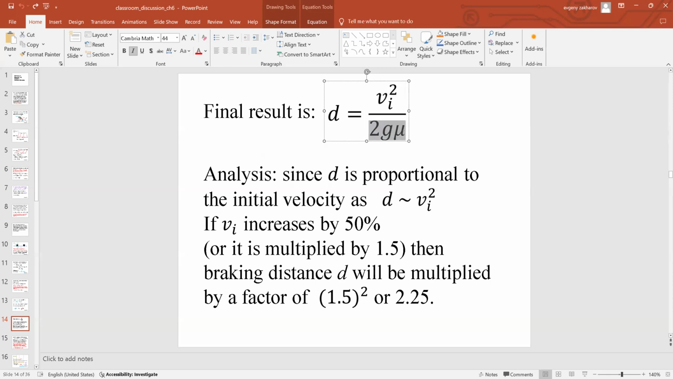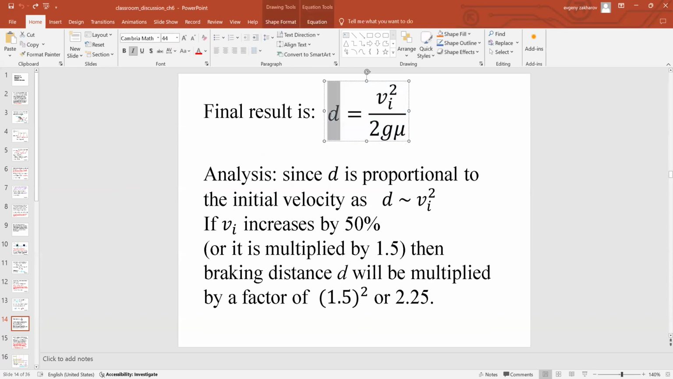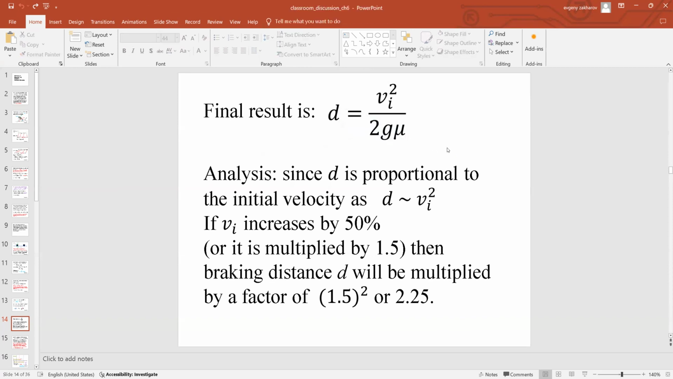You might say, hey, what about 2g and mu? Well, g is just a constant, and mu is also a constant. It's a coefficient of friction. If the conditions are the same, then it's just v squared, the initial velocity squared, that defines the distance for coming to a stop. What's the moral of the story? You have to be careful with your initial velocity. The faster you go, the more time and the more distance it's going to take. So it's either you're safe or you go into an accident. That's not good.